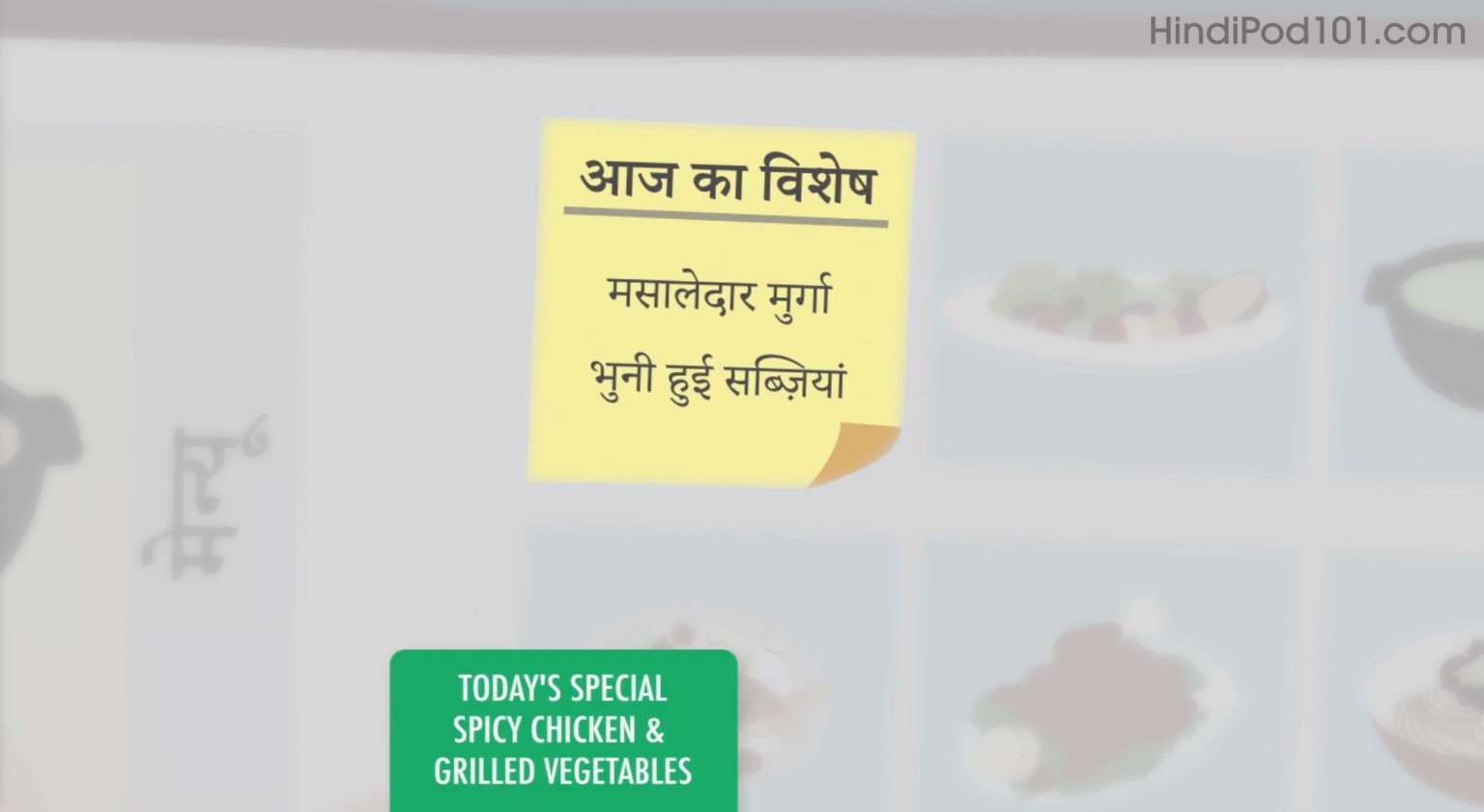The lunch menu says that today's special is spicy chicken with grilled vegetables. आज का विशेष मसालेदार मुर्गा, भुनी हुई सब्जियां.